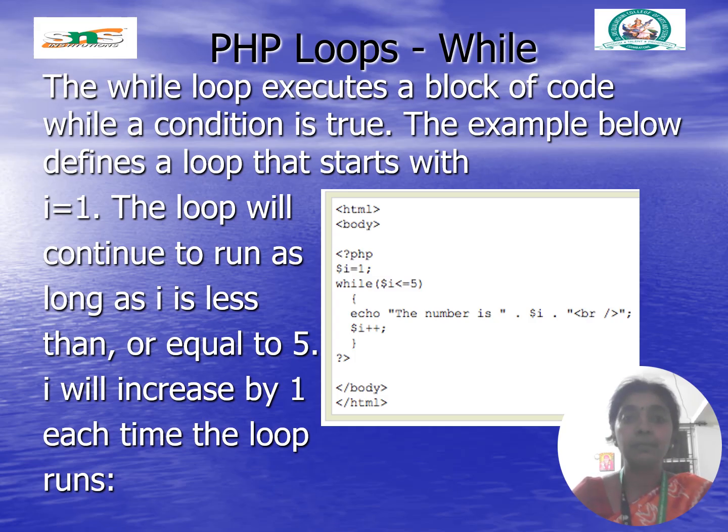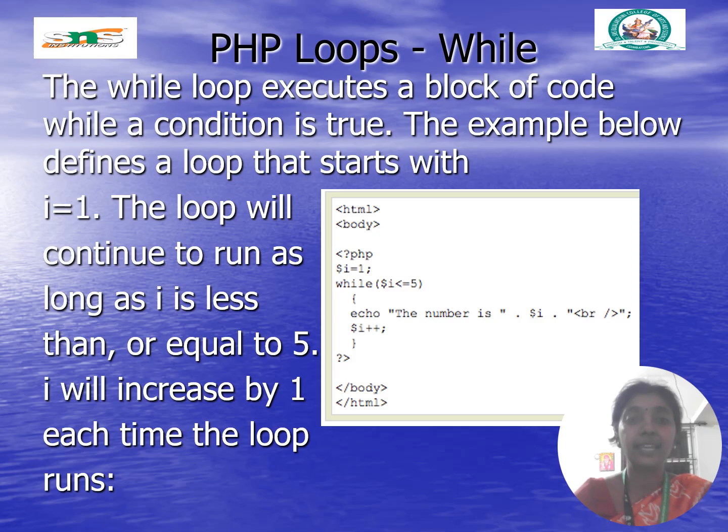First one is while loop. We should know that loops are of two types, entry control and exit control. Entry control is nothing but whenever you are going to enter into the loop, it will check the condition. That is called entry control loop. Next one is exit control loop. It will check the condition when the loop goes to exit. That is called exit control loop.